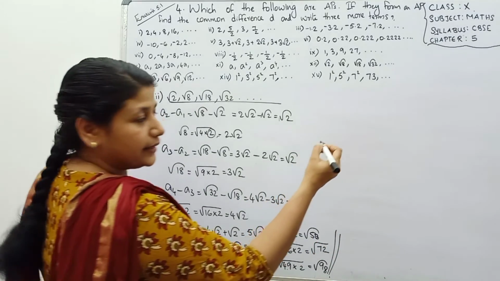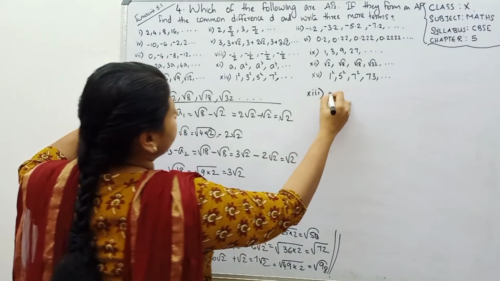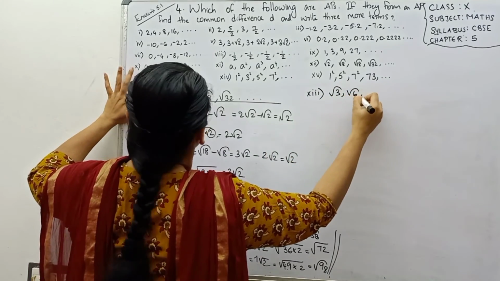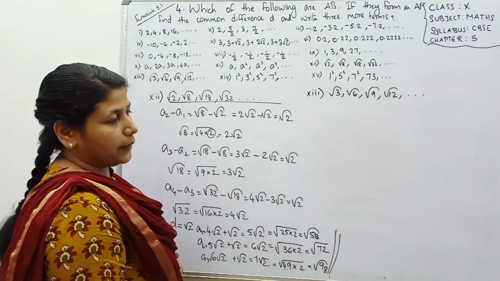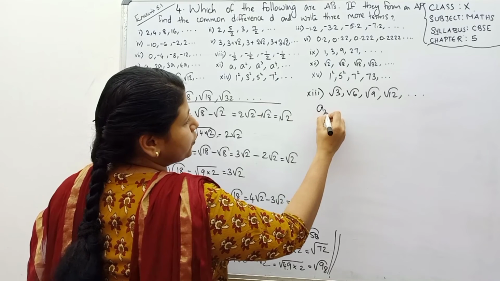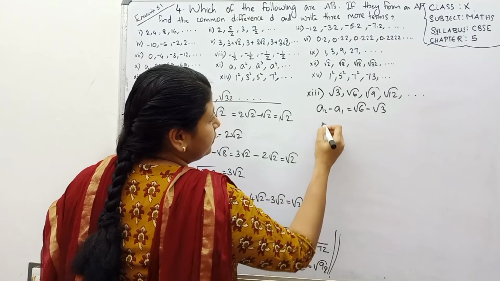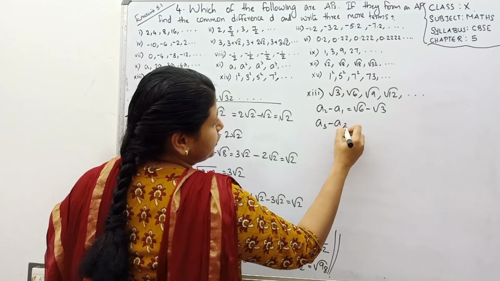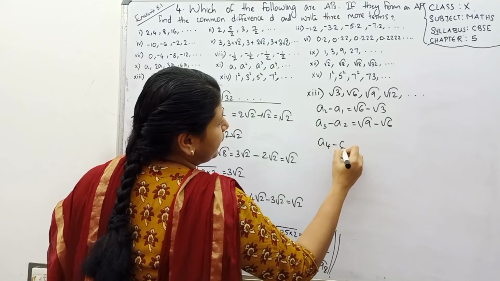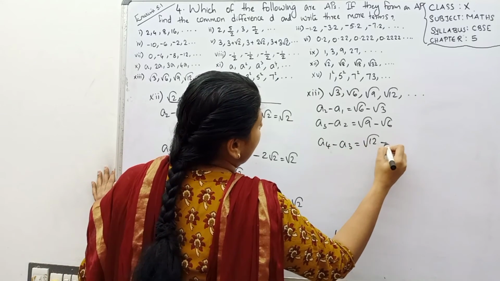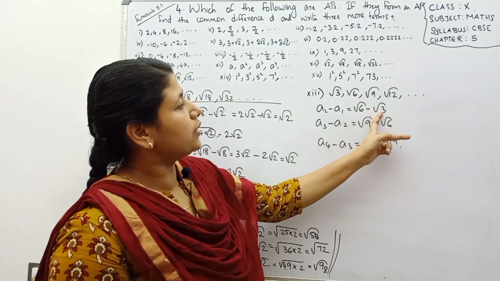Okay. 13th question. Root 3, root 6, root 9, root 12, etc. Now find out A2 minus A1, root 6 minus root 3. Then A3 minus A2, root 9 minus root 6. A4 minus A3, root 12 minus root 9. We cannot subtract, isn't it? Root 6 minus root 3.